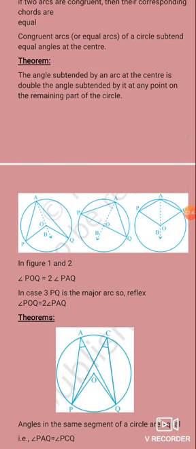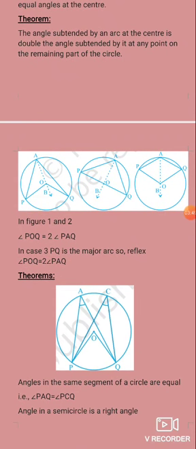Now the next property. Listen carefully. The angles in the same segment of the circle are equal. So in this figure, the segment PQ subtends the angle PAQ, and the same segment subtends another angle, PCQ. So our property is: angles in the same segment of the circle are equal. That is, angle PAQ is equal to angle PCQ.